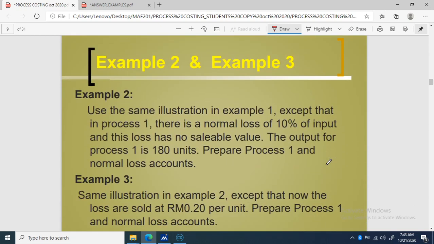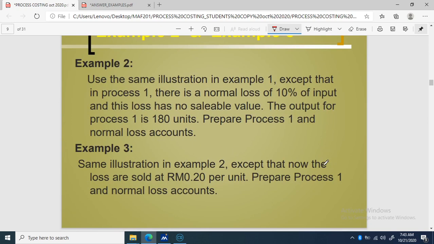Okay, refer to example 2. We still use the same illustration as in example 1, except that in process 1 there were no losses in example 1, but in example 2 there is a loss. Normal loss is 10% of input, and this loss has no saleable value.